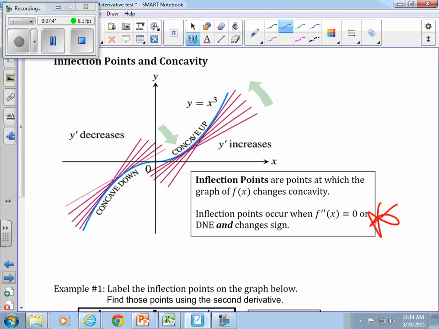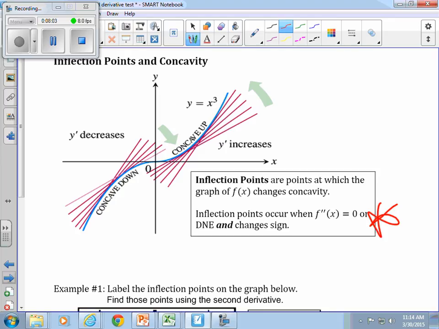Now, it doesn't matter how it changes signs. It can change from positive to negative or negative to positive. But the second derivative has to change signs, because a point of inflection happens at a change in concavity. We could have a fake, just like we talked about with maxes and mins, a place where the second derivative equals 0, but it doesn't have a sign change, and that would not be a point of inflection.